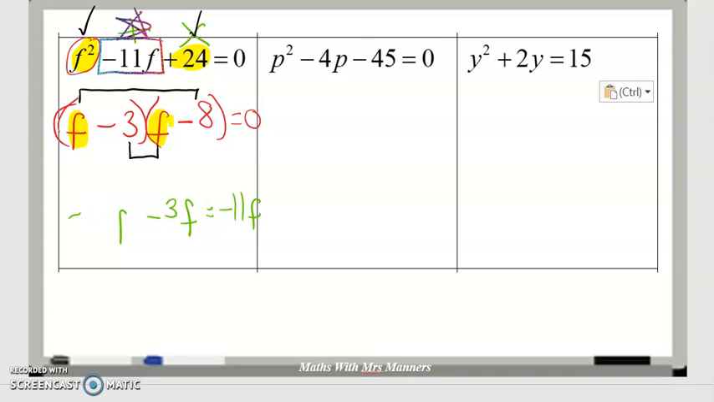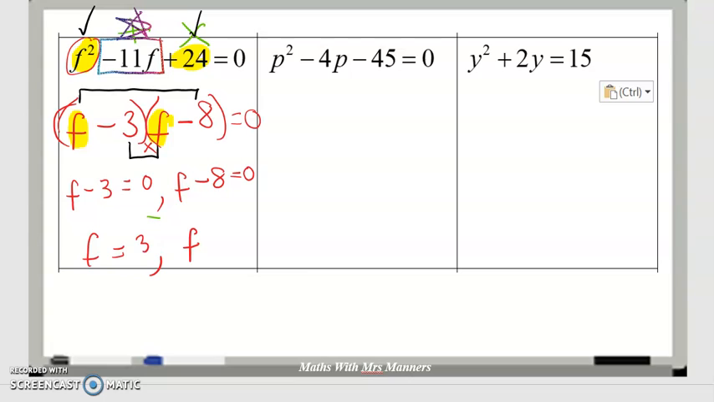Now, we're not done. We're now ready to apply the null factor law, which says if you've got two expressions that multiply to give 0, well then one or both of them must be 0. So f minus 3 has to equal 0, or f minus 8 equals 0, and that gives me f equals 3 and f equals 8.